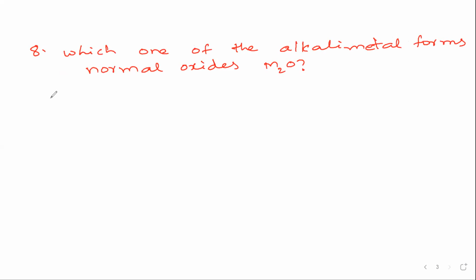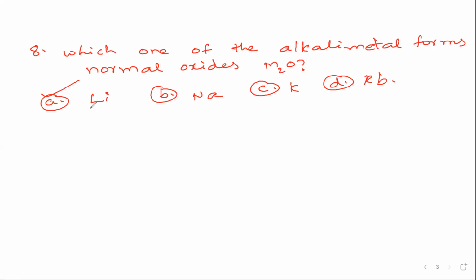Option A, lithium. Option B, sodium. Option C, potassium. And option D, rubidium. Only normal oxide means lithium only, because sodium can form sodium oxide along with sodium peroxide also. Potassium and rubidium will form superoxides. So that's why only lithium will form it. So this is the answer.